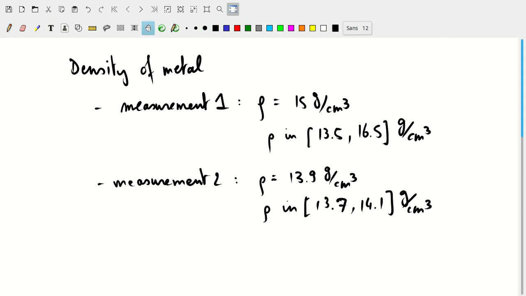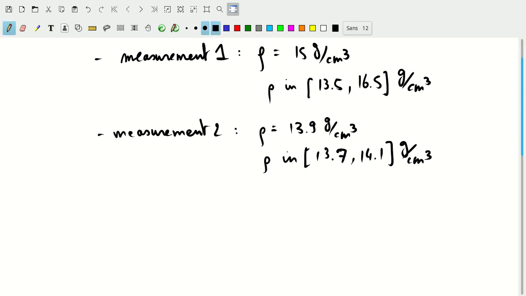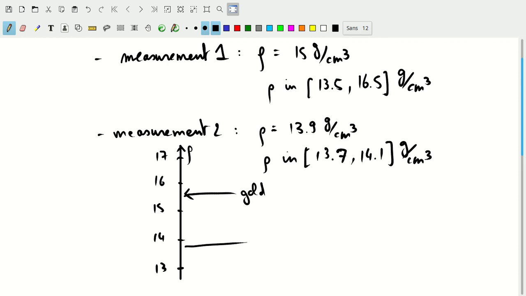Okay, let's first look at these two values and try to imagine what we might be doing here. Let's say we have the values of rho along this axis, with 13, 14, 15, 16, 17. The density of gold is here, and the density of the alloy that you suspect might have been used is here. So let's look at the two measurements first by central value only. Measurement one indicates that the density is right here. Measurement two indicates that the density is right here.